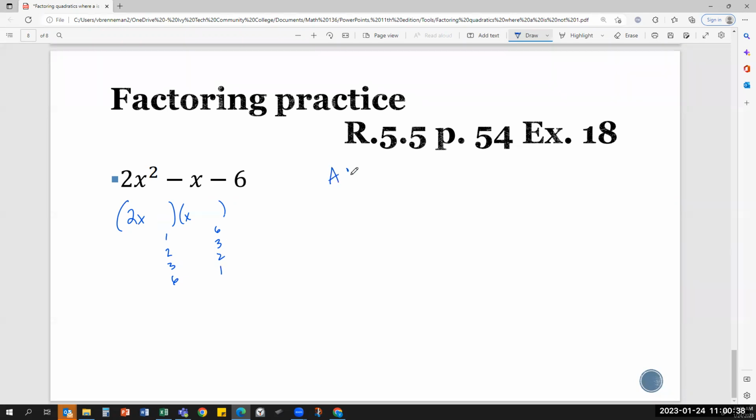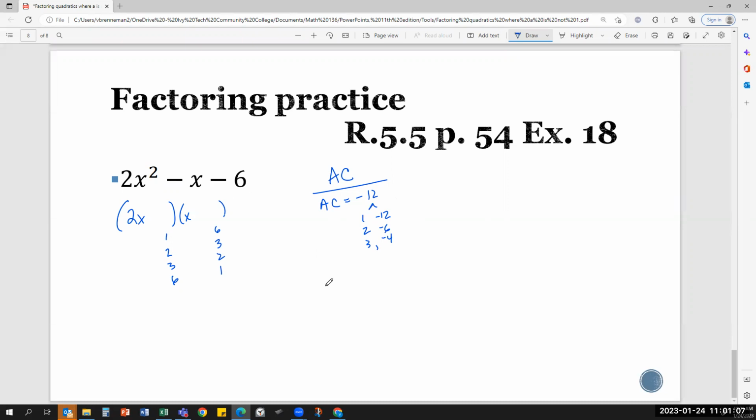So if I do the AC method, AC is going to be negative 12. So again, make sure you include the negative sign, so keep in mind one of the factors needs to be positive and one negative. So 1 and 12, 2 and 6, 3 and 4. To get a negative 1, so larger factor negative, 3 and 4 will work then. So 3 and negative 4.